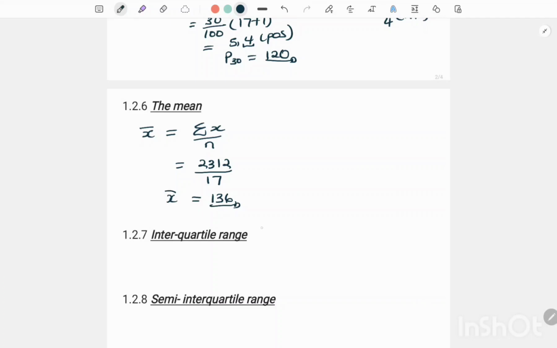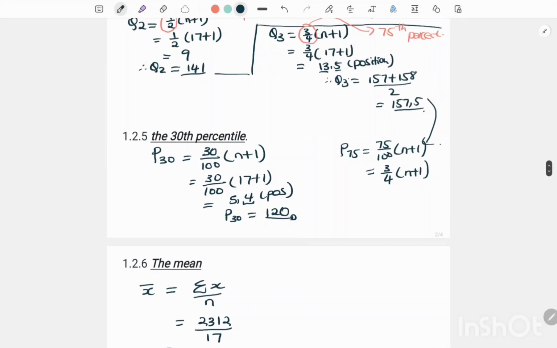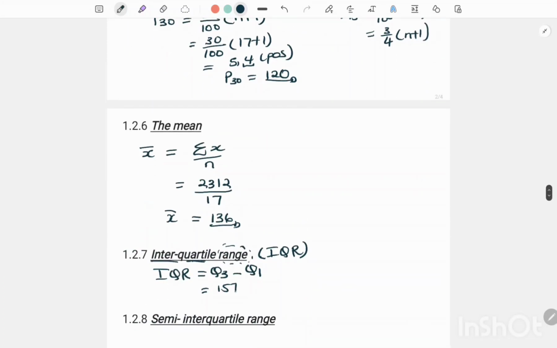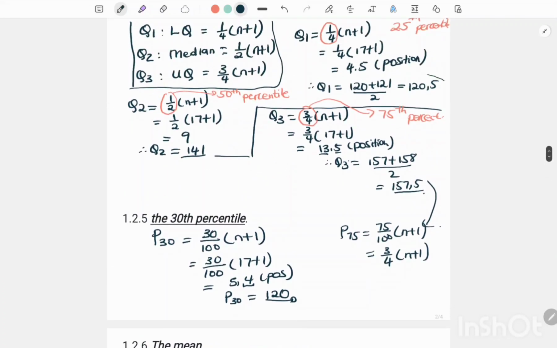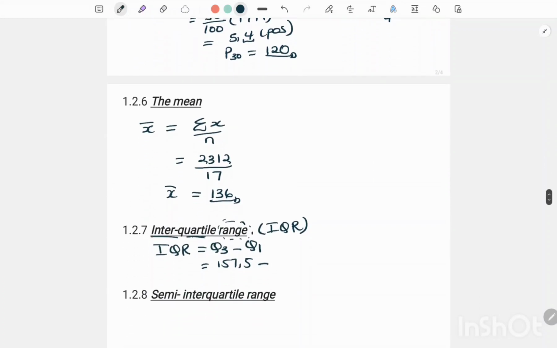Then you go to the interquartile range, the IQR. Remember we did the range. Range is the difference between the maximum and the minimum, or the highest and the lowest. So here also it's the difference, but of the quartiles, the upper quartile and the lower quartile. So the upper one was 157.5 minus the lower one, which was 120.5.